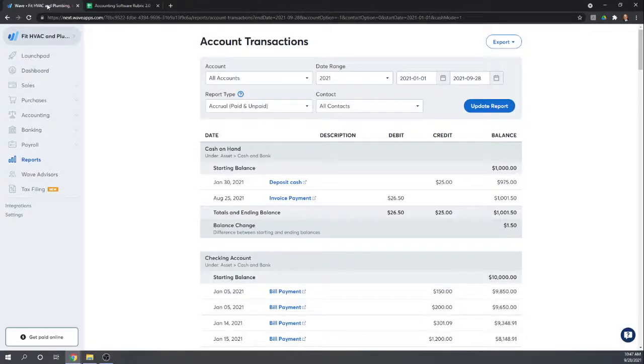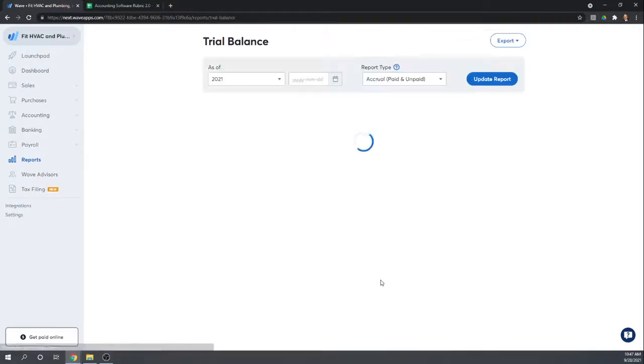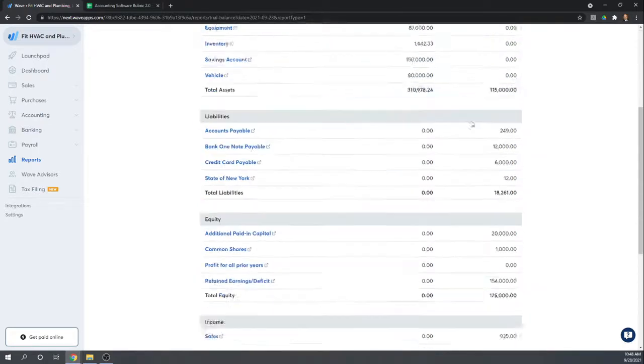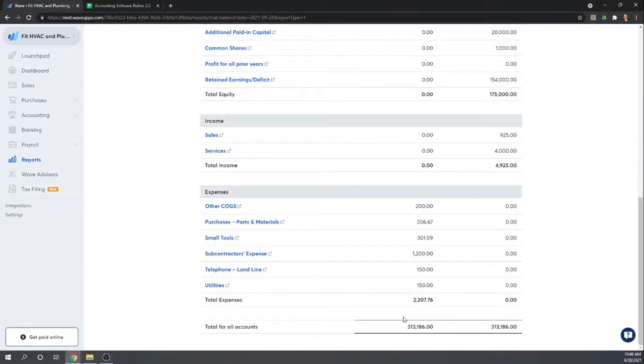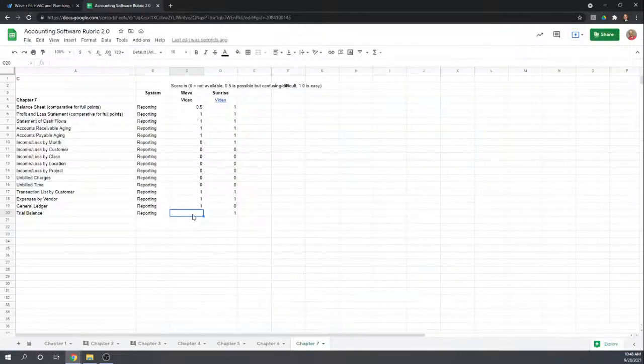And finally, a trial balance. I think I saw that here. Trial balance. Excellent. Shows all of your accounts, debits and credits at the total. Balances out, all your debits equal all your credits. Things are good. Okay, they have a trial balance. Excellent. So that's reporting in Wave.